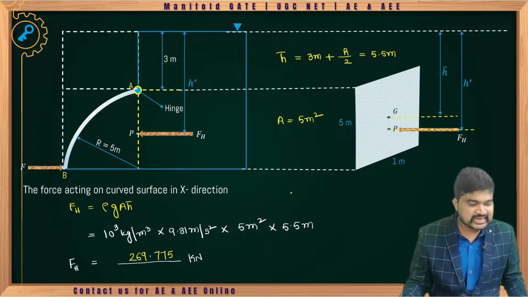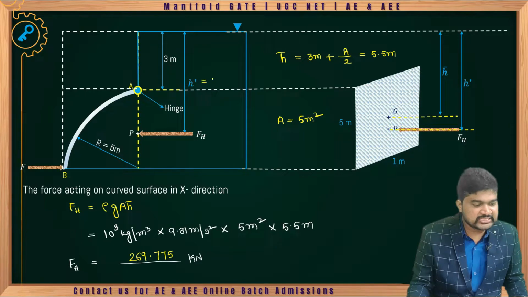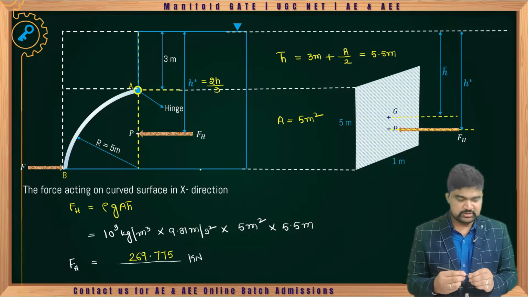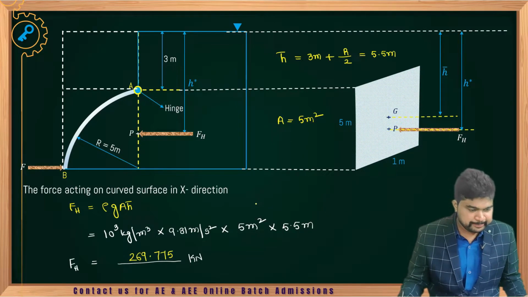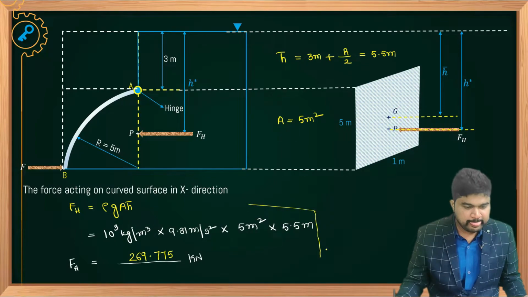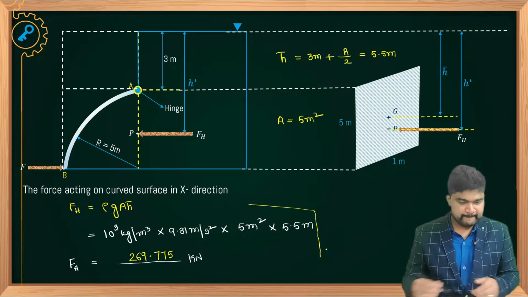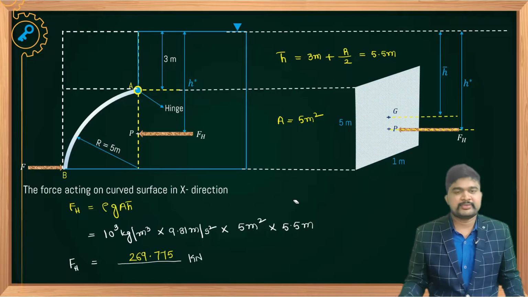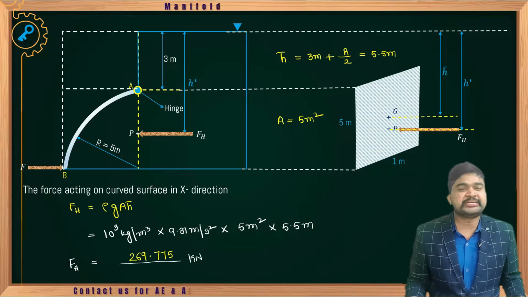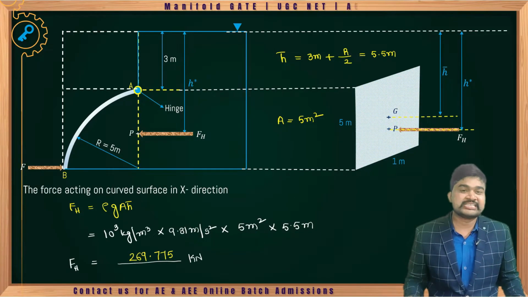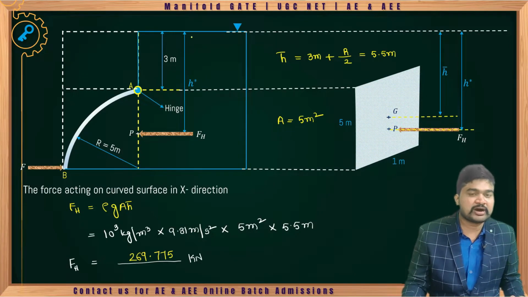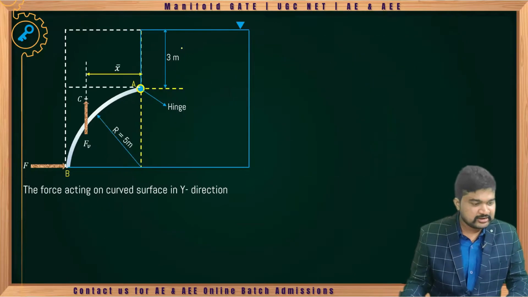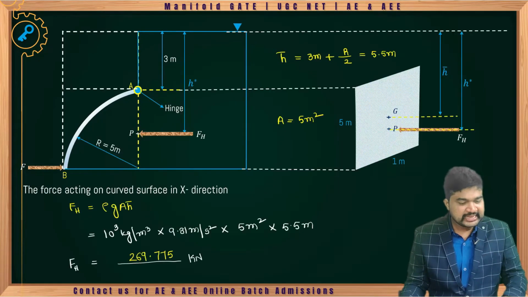So coming to h star, that is the location. What is h star here? How to determine h star? Now, how to determine the location of center of pressure? Center of pressure is at a distance h star from the free surface. Okay. How to determine h star?